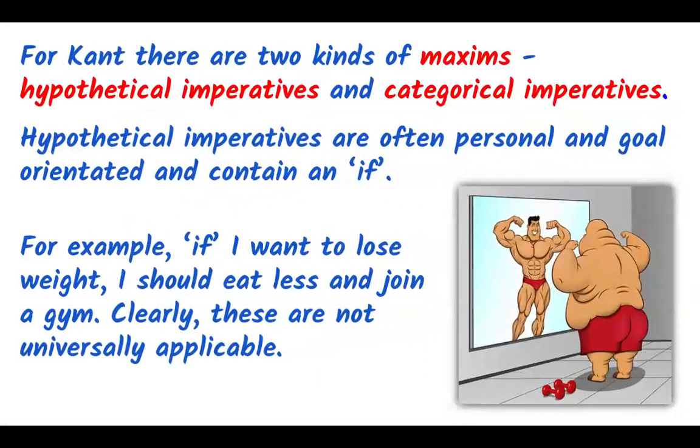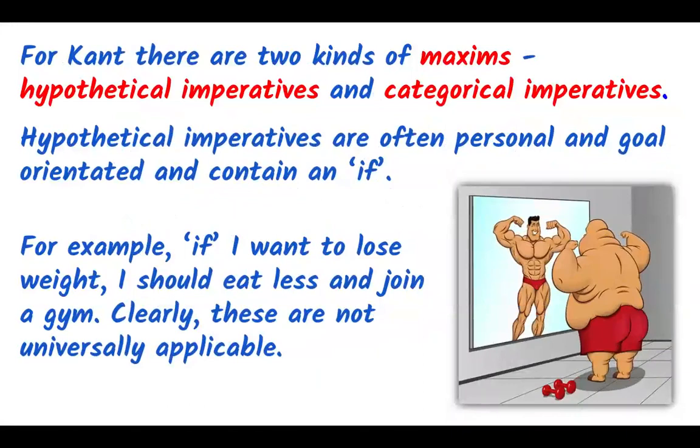Basically, according to Kant, there are two kinds of maxims. One is called the hypothetical imperative, and the second is categorical imperatives. Hypothetical imperatives are often personal and goal-orientated and contain an if in the sentence. So, just as an example, if I want to lose weight, I should eat less and join a gym.